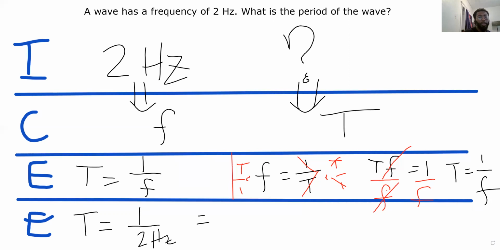Okay. So before we deal with the units and figure out what the final unit is going to be, let's figure out the final number. So here we have 1 divided by 2, which is going to be 0.5. All right, 1/2, 1 divided by 2. All right, now we need to figure out our units.